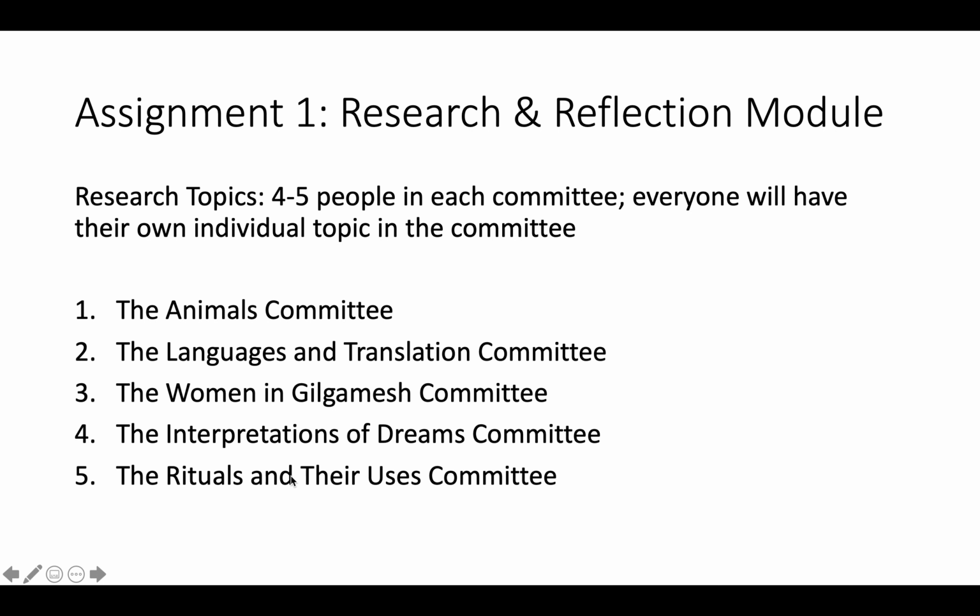And then rituals and their uses. There are various rituals. There's a funeral. You can think of what Gilgamesh is doing with the women in his kingdom as a sort of ritual, and so there's an opportunity to research that as well. So think about what you're interested in, and you'll have an opportunity to select a topic within one of these 5 categories when we meet. So looking forward to it.